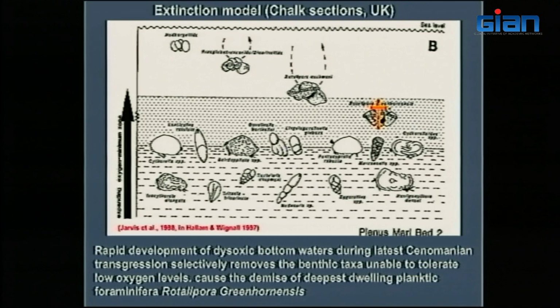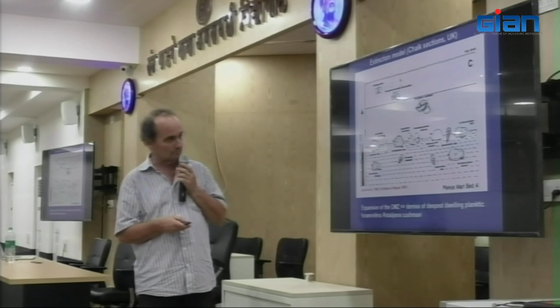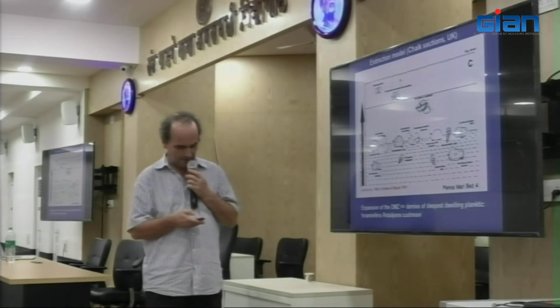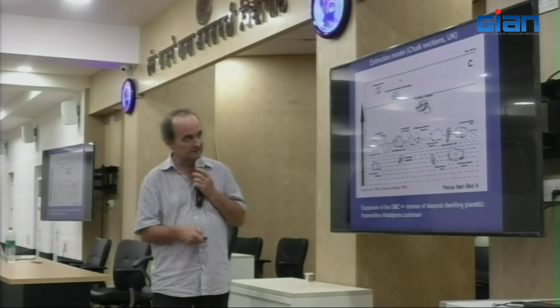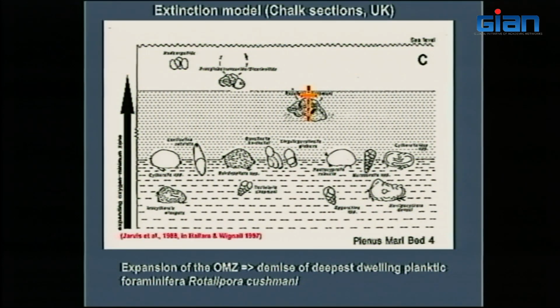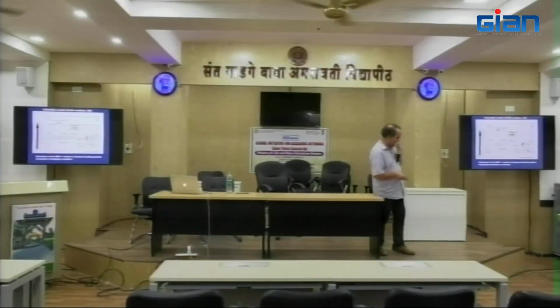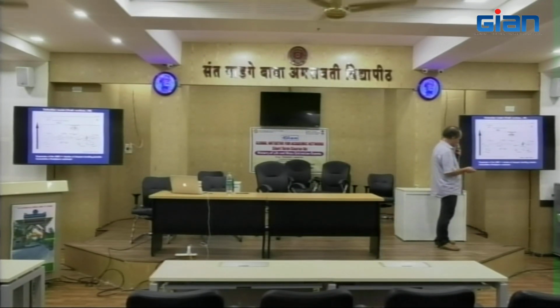And then, with the transgression, you develop the oxygen minimum zone towards the surface. So you increase the oxygen minimum zone, and what happens here? This expansion of the oxygen minimum zone will lead to the demise of the next deepest dwelling planktic foraminifera. This one, Rotalipora cushmani, and this is clearly an event that you can find almost everywhere in the world at the same time. So this is really a global anoxic event.